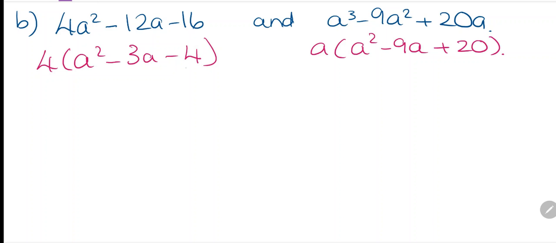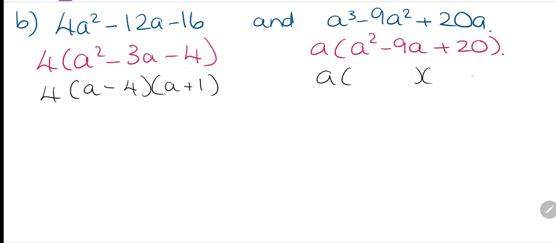So now we need to simplify further. We can factor this one. We want factors of minus 4 with a difference of minus 3. So this is going to be a minus 4 and a plus 1. And then for this one, we want factors of 20 with a difference of minus 9. So this is going to be minus 4 and minus 5.